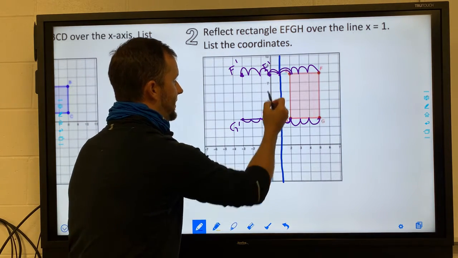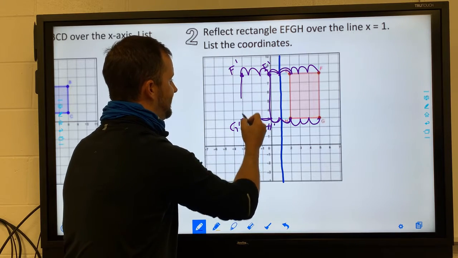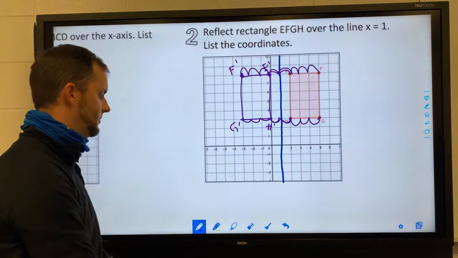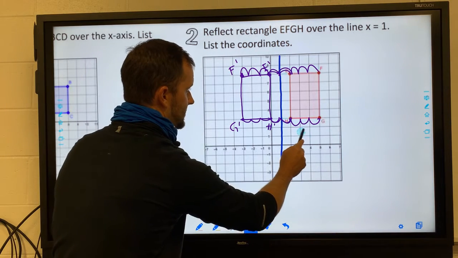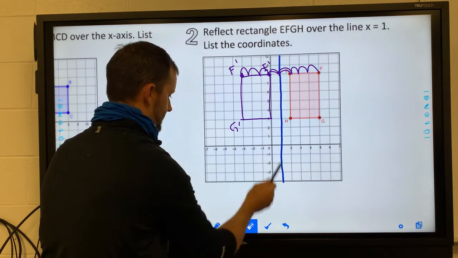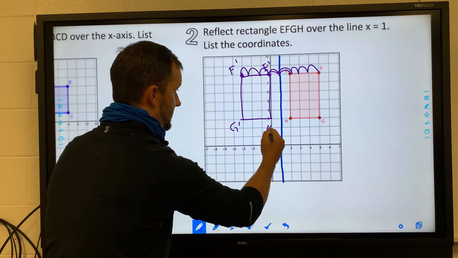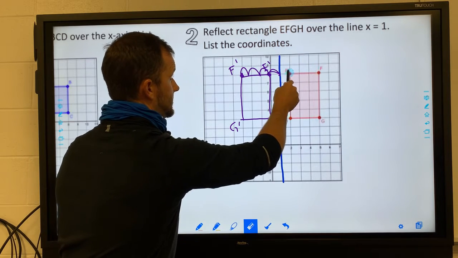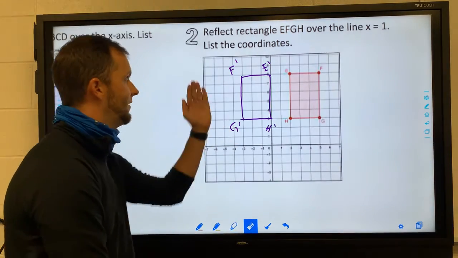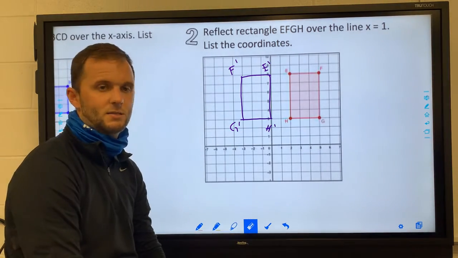So ladies and gentlemen, this is going to be the reflection over the x equals 1 axis right there. So I'm actually going to clean this up a little bit so we can see it. Boom, boom, boom, boom. Okay. We got H prime. Delete, delete, delete, delete. Perfect. So we have just now reflected that over the x equals 1 axis. Okay.